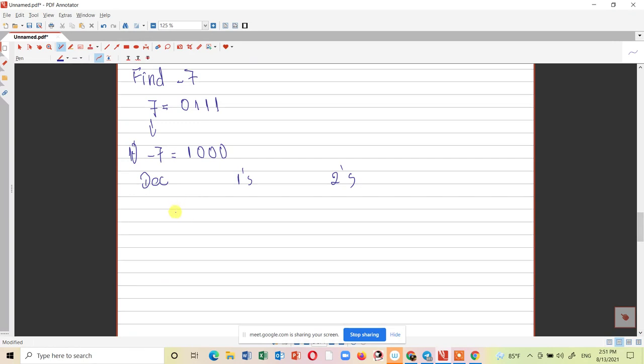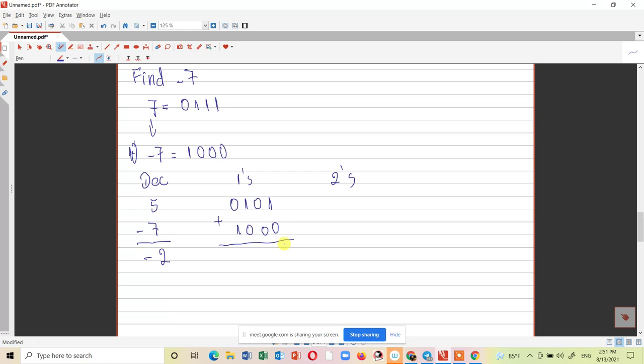And in decimal, 5 minus 7 is equal to minus 2. But in our 1 complement, number 5 is positive, we cannot change. So number 5 is 0, 1, 0, and 1. And about minus 7, minus 7 is 1, 0, 0, and 0. So this is addition.